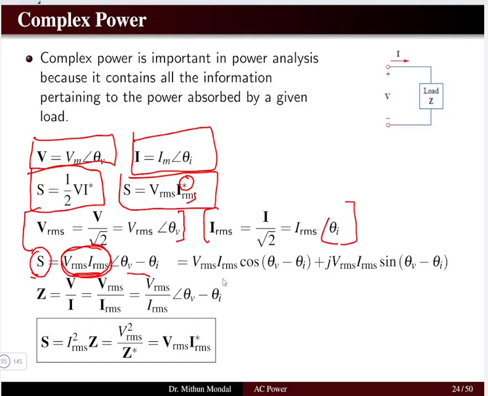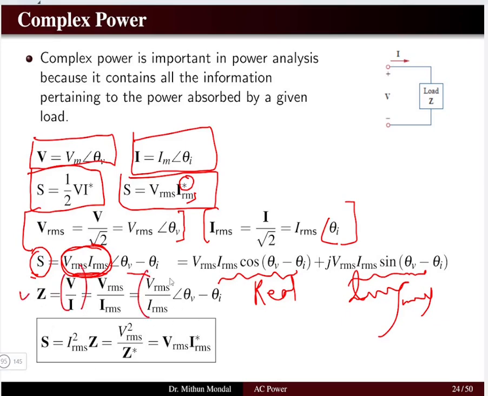This we can break up into the real term and the imaginary term. So this is the real part and this is the imaginary part. So we have two parts here for the complex power. The impedance, which is the ratio of voltage by current, we can write as V RMS by I RMS with the angle theta V minus theta I. So the complex power S is equal to I RMS square into Z, because the current which is flowing here is basically I RMS, and Z is the load impedance. So I RMS square into Z.